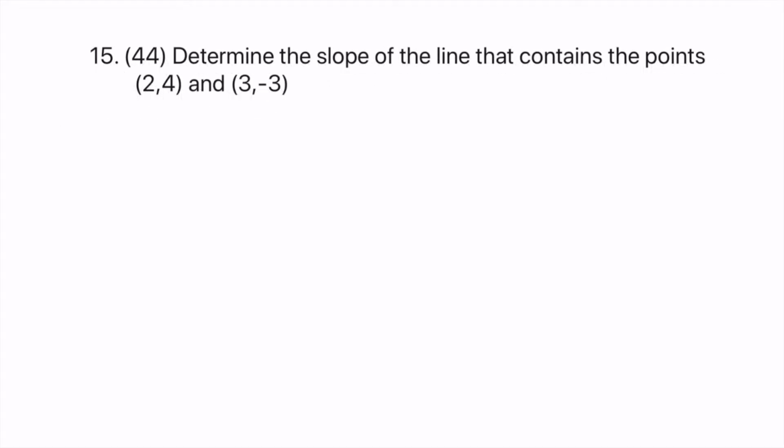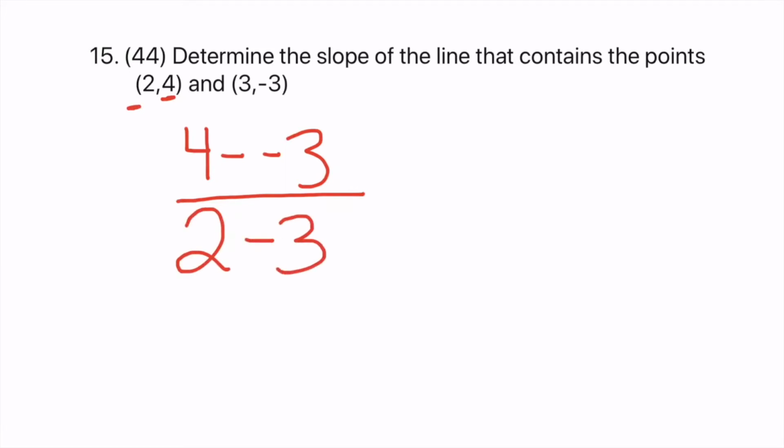Number 15 from lesson 44: determine the slope of the line that contains these points, (2, 4) and (3, -3). So very similar to the one we just did. We find the difference in our y's. So I'll start with this y this time and do 4 minus, and then this y is a negative 3, all over, since I chose this 4, I need to choose this x first, 2 minus 3.